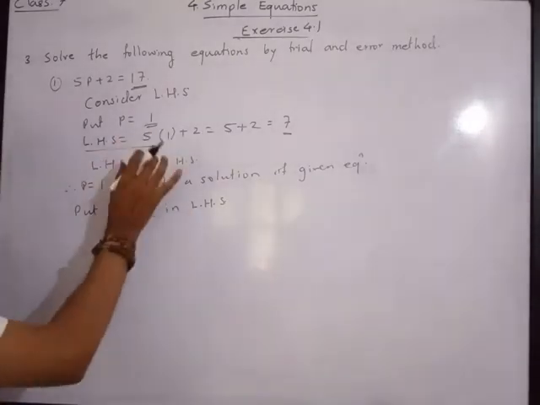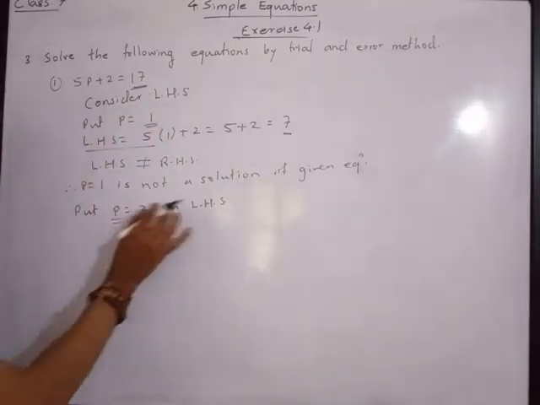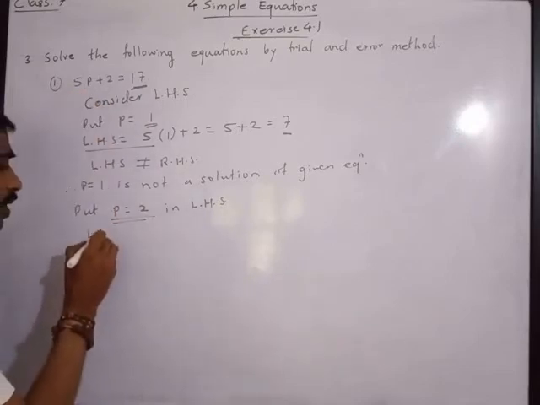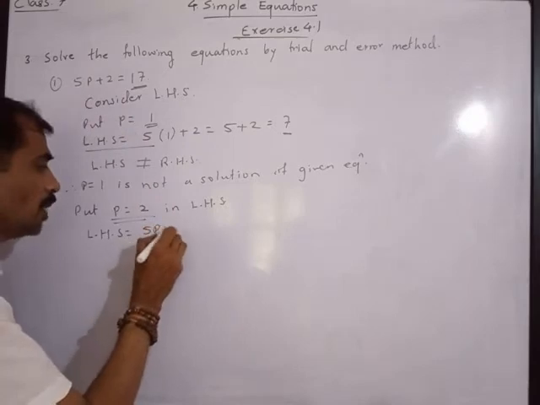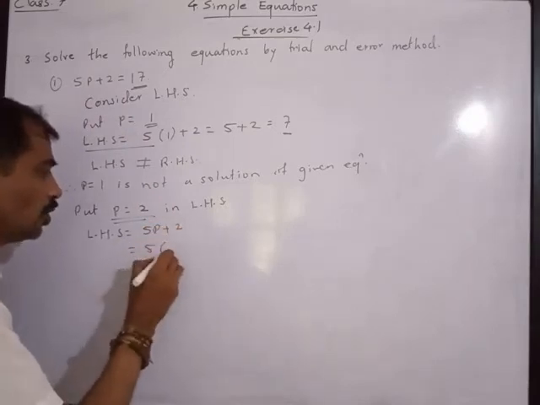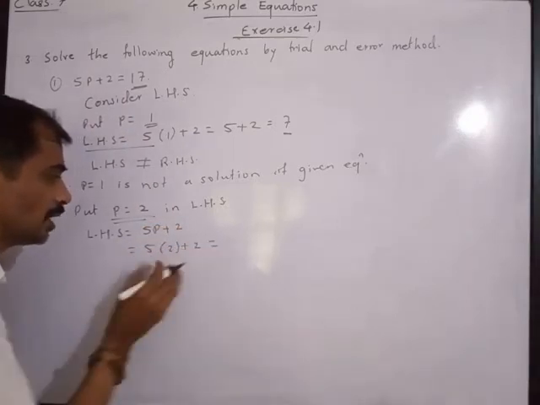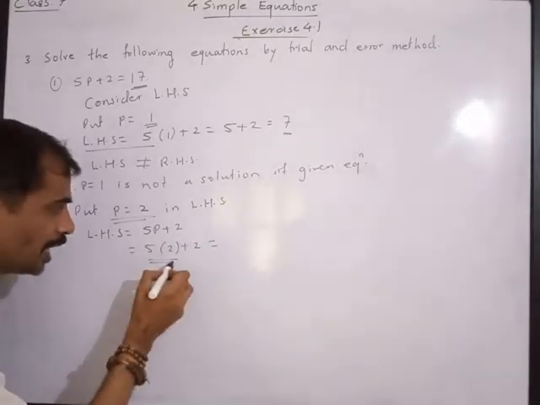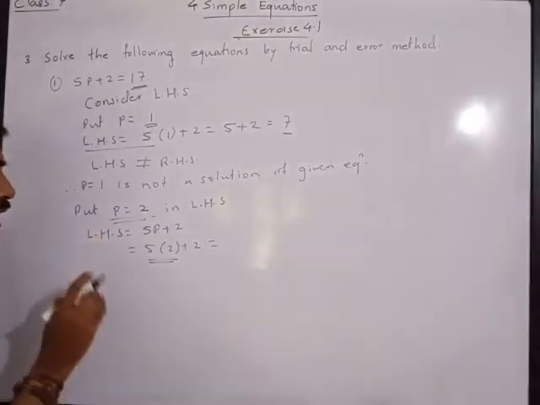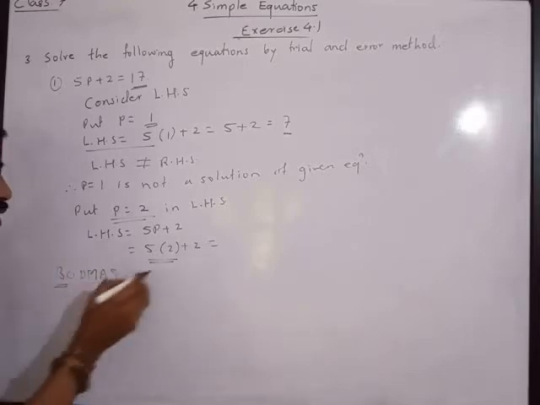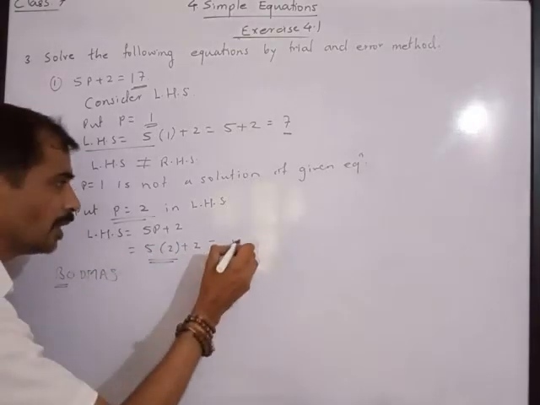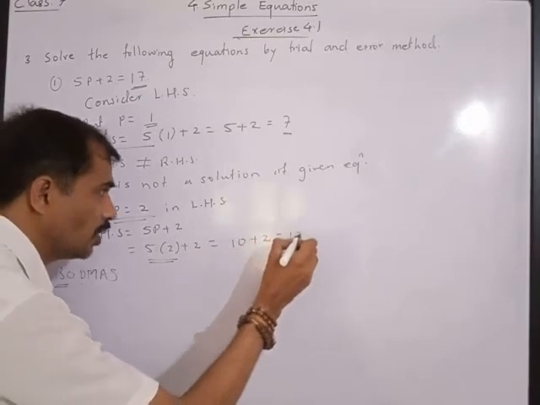For this, we will again put p is equal to 2, so we will get LHS is equal to 5p plus 2 is equal to 5 into 2 plus 2. Please note, we have to solve the multiplication first and not the addition. According to BODMAS, brackets must be solved first, then division, then multiplication, then addition, then subtraction. So here we will get 10 plus 2, that is equal to 12.